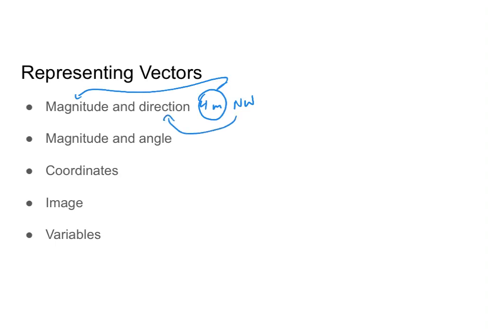Next, we could talk about magnitude and angle. So this is a little bit more specific, right? So I could walk maybe 4 meters at 72 degrees. So that's going to be, if I have my coordinate axis, I would be walking 4 meters at a 72 degree angle. So my direction is given by that angle.